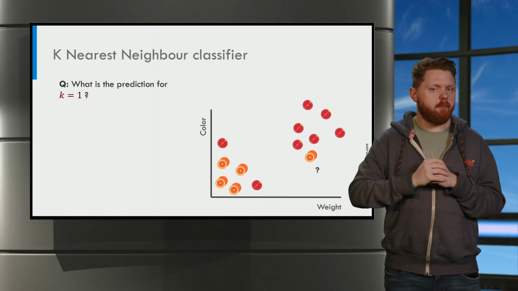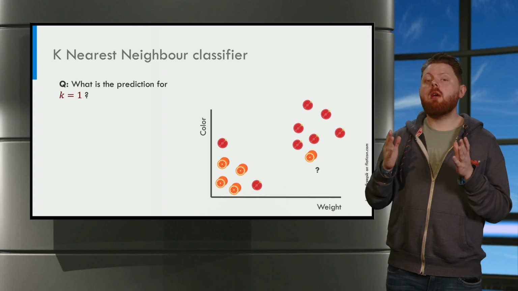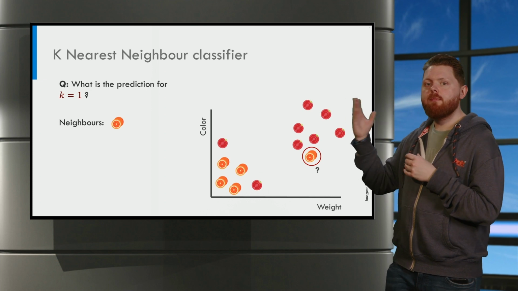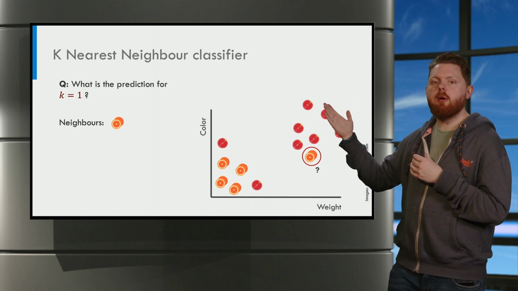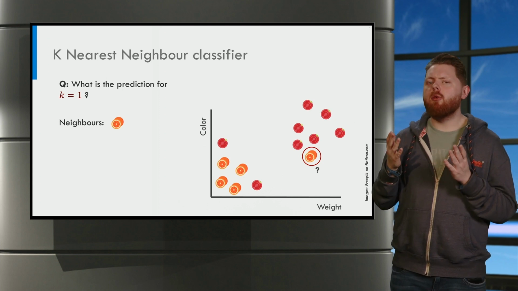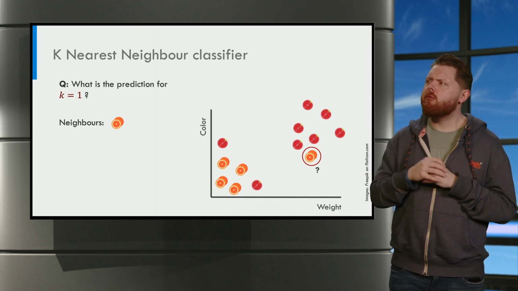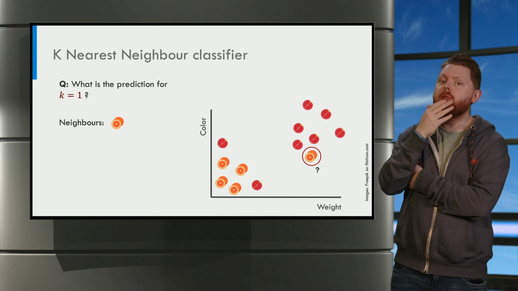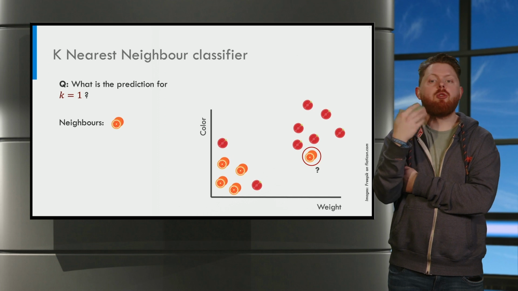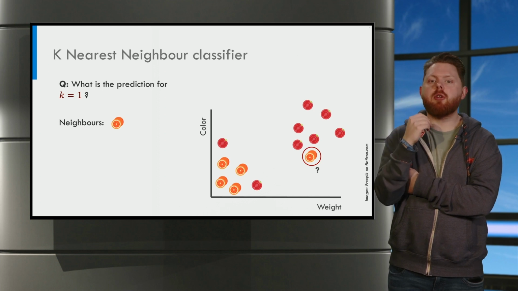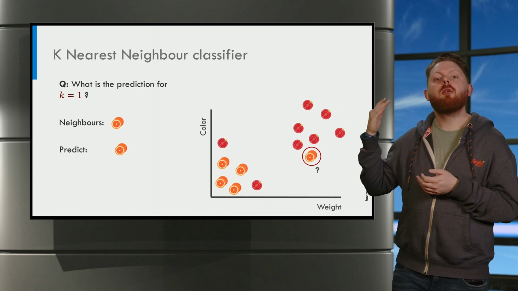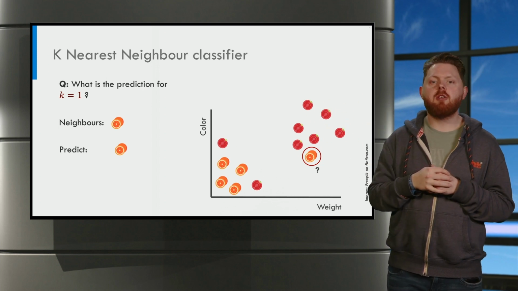Okay, welcome back. So k equals 1. So we have to find one neighbor, and we find this neighbor which is a tangerine. Now we have to take the majority. This might seem a little bit confusing, but if you have to take the majority of just one sample, you just take that sample as the majority. So here tangerine is the majority, so the nearest neighbor classifier predicts tangerine.